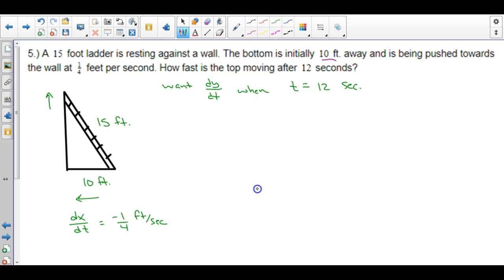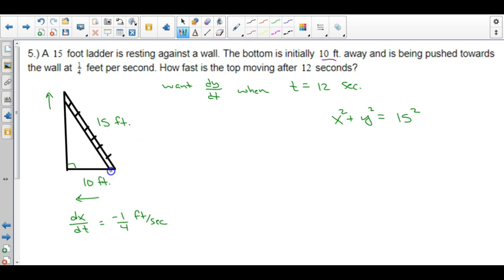So the only formula that we can really use to represent a relationship of a right triangle like this is the Pythagorean theorem. So I'm going to write that out as x squared plus y squared equals, and then in this case, we have 15 squared. And 15 is our constant here.